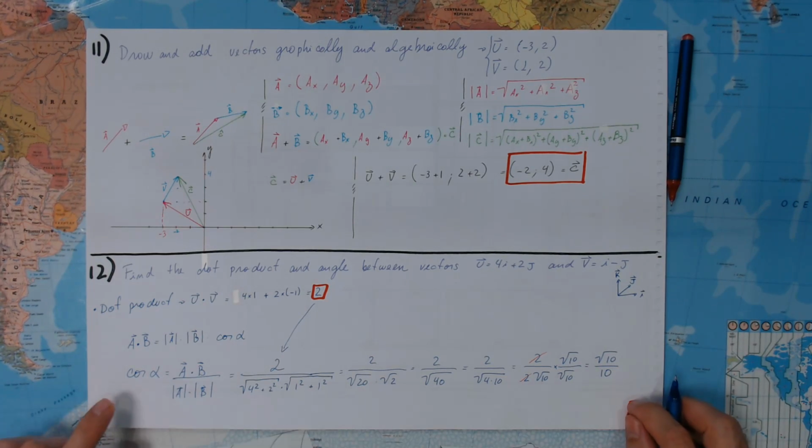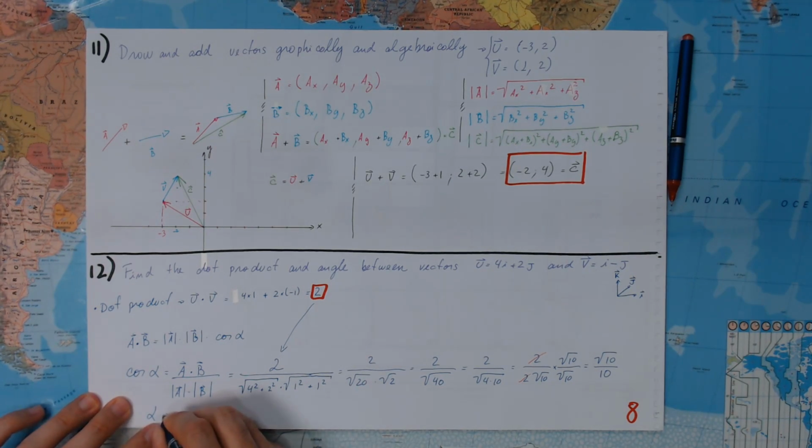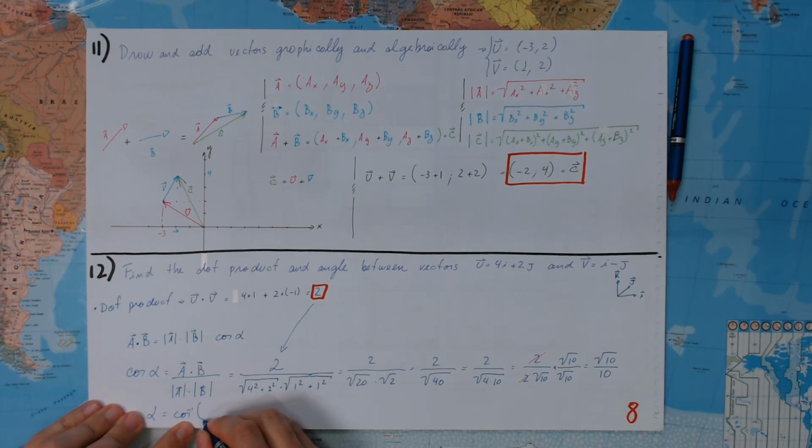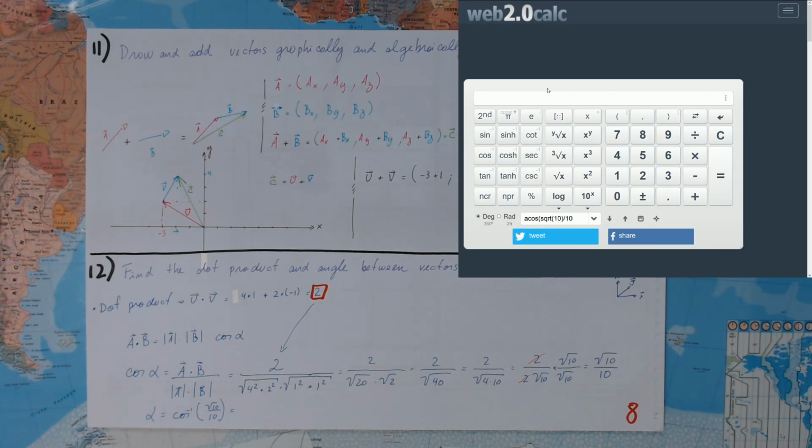So the cosine of alpha is that. And what is alpha? Alpha is the inverse cosine of the square root of 10 divided by 10. If you plug this into a calculator, let's bring our calculator in. Alpha is going to be the arc cosine of the square root of 10 divided by 10. Make sure it is on degrees, because otherwise you're going to get radians, and everything is in degrees.